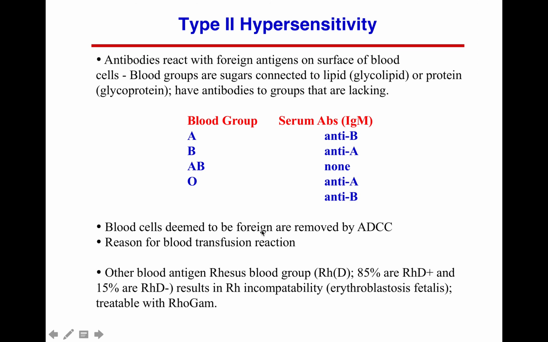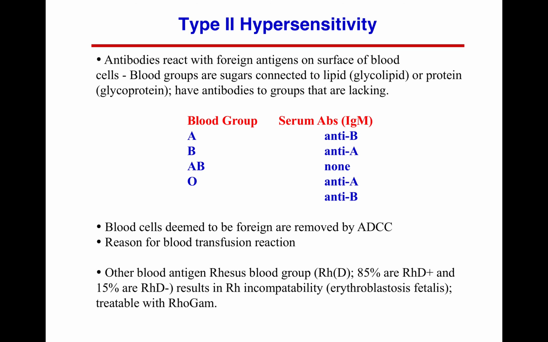Blood cells that are deemed to be foreign are removed by ADCC, so antibodies that bind to, for example, anti-B that would bind to B would be attacked by phagocytic cells like macrophages. And this is one reason for blood transfusion reactions, when blood that's incompatible is given to a patient and there's a reaction.